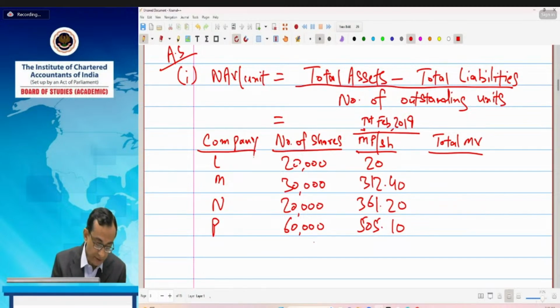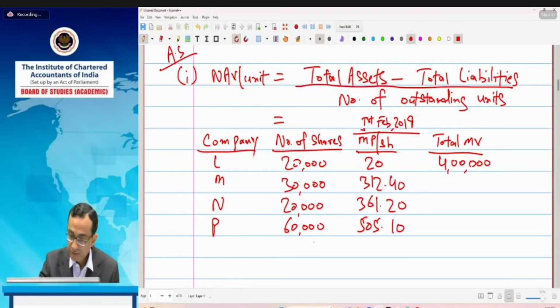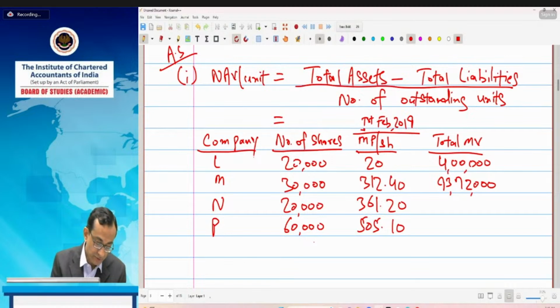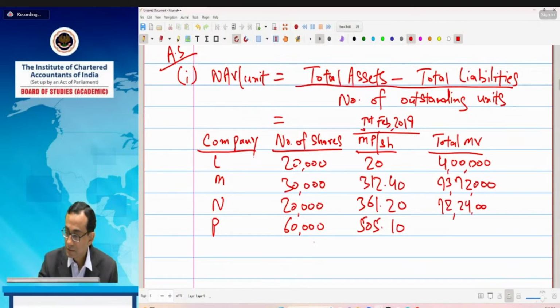First, 20,000 multiplied by 20 is coming to 4 lakh. Second, 30,000 multiplied by 312.4 is coming to 93 lakh 72,000. Now, in case of N, 20,000 multiplied by 361.2 is coming to 72 lakh 24,000. Now, in case of P, 60,000 multiplied by 505.1 is coming to 3030,600. So it would be 3 crore 3 lakh 6,000.